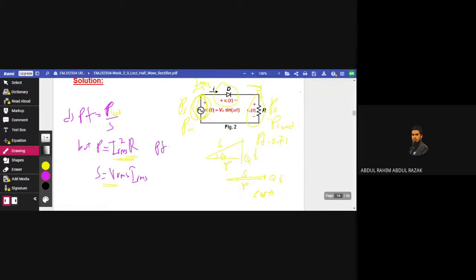So when we compare these two values, PF equals P over S. You just insert the formula just now: IRMS squared R divided by VRMS times IRMS. So you cancel one IRMS, and it remains IRMS R divided by VRMS. When we refer back, the VRMS is already given inside the question, and R is here, but the I we have to calculate again, or we can use the formula.